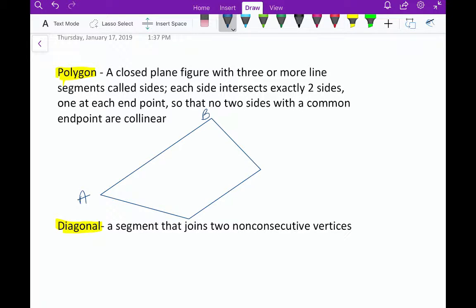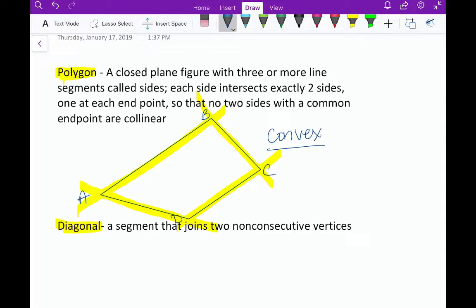So this polygon has 4 vertices and 4 sides. It is a convex polygon. And the reason I know it's a convex polygon is because if I were to highlight any side of this polygon, when I make my highlighter mark, the highlighter does not go through the middle of the polygon, okay? The highlighter does not go through the middle of the polygon.